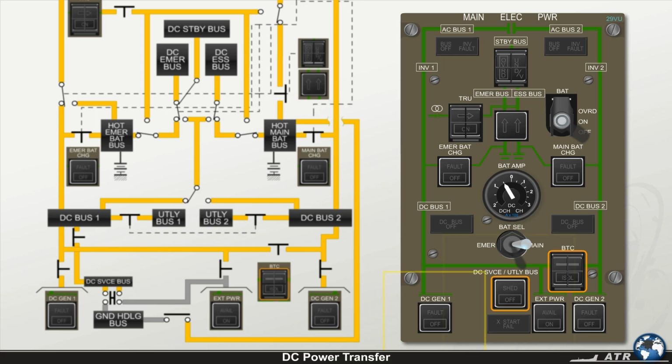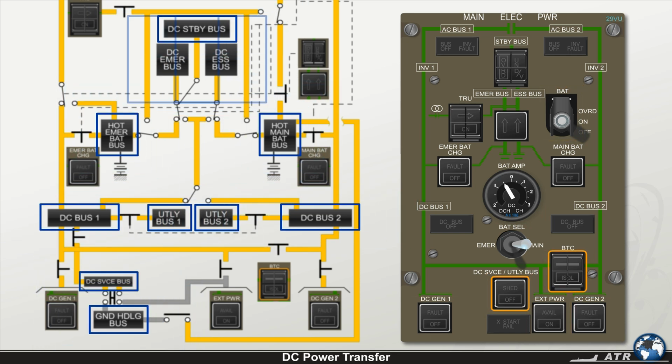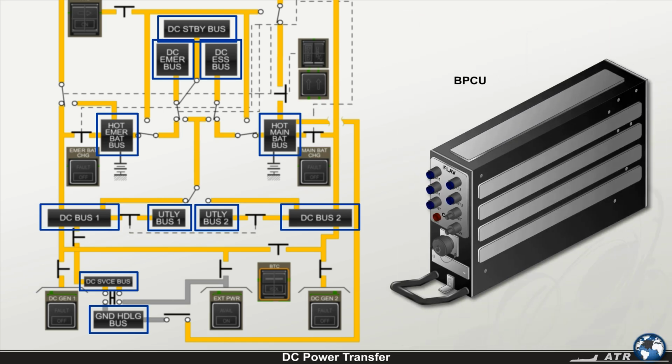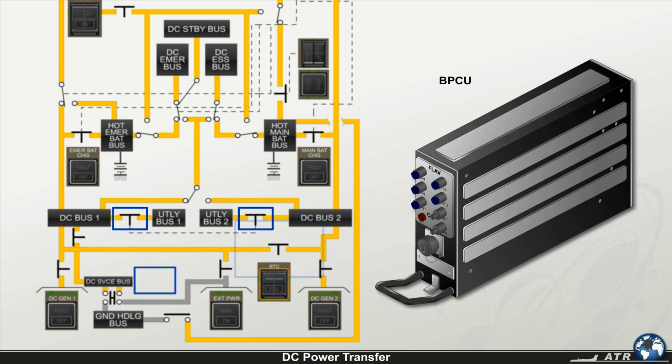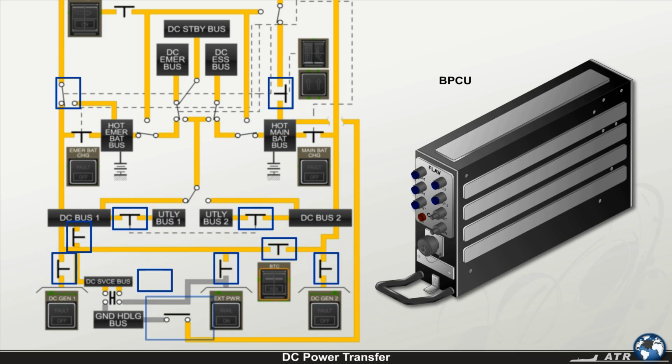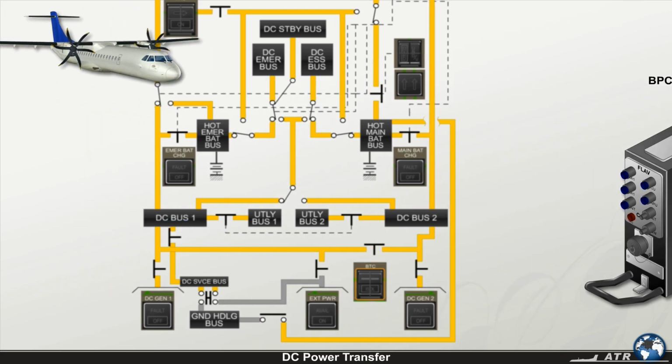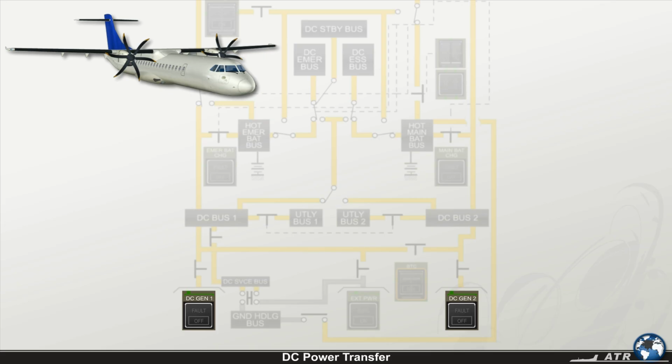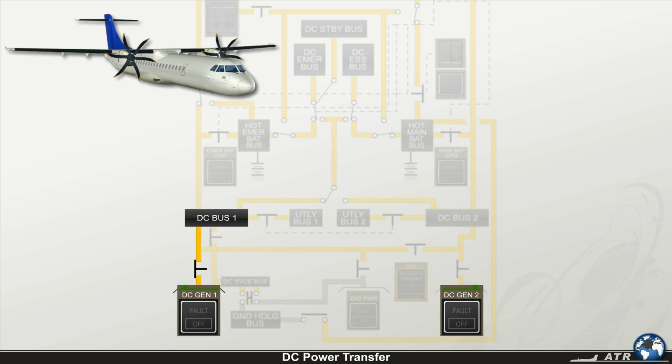When all push buttons and switches on the main electrical power panel are left in their normal position, the transfer of the DC power to the various buses is automatically performed by the BPCU by opening and closing the electrical contactors. The status of each contactor is determined by the particular electrical condition, which may be: in flight, when both engine-driven DC generators are operating, DC generator 1 supplies DC bus 1, DC generator 2 provides power to DC bus 2, and the bus tie contactor stays opened.